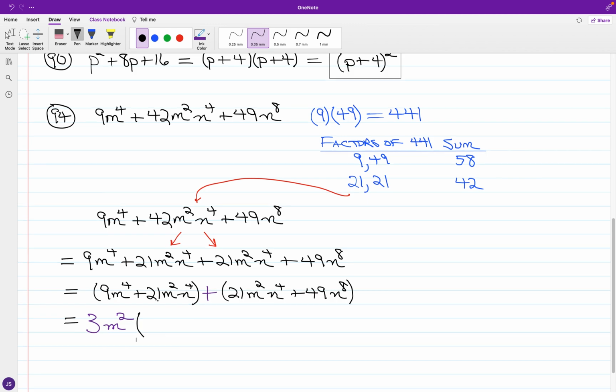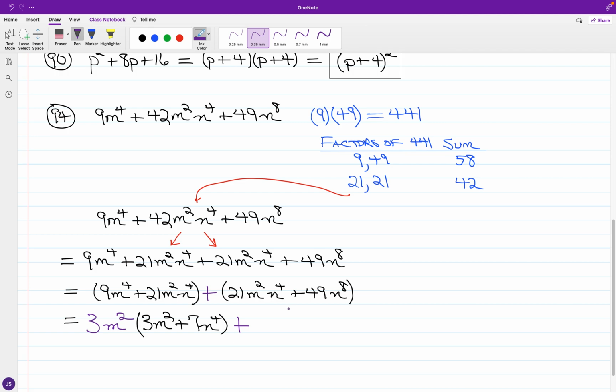So 3m squared into 9m to the fourth, that is going to be 3m squared. And we have 3m squared into 21m squared n to the fourth. So this would be 7 times n to the fourth. And again, bring down the addition.